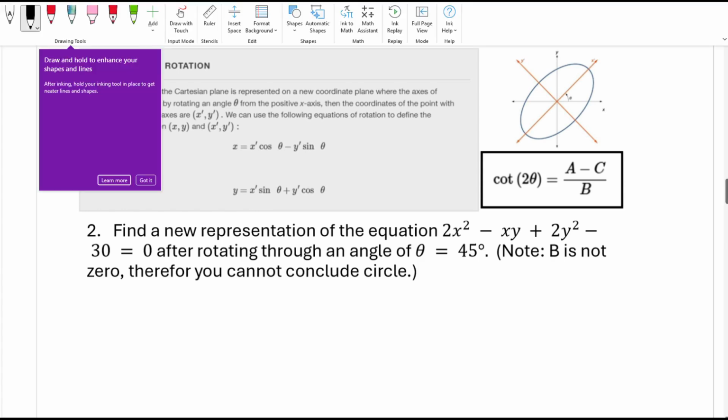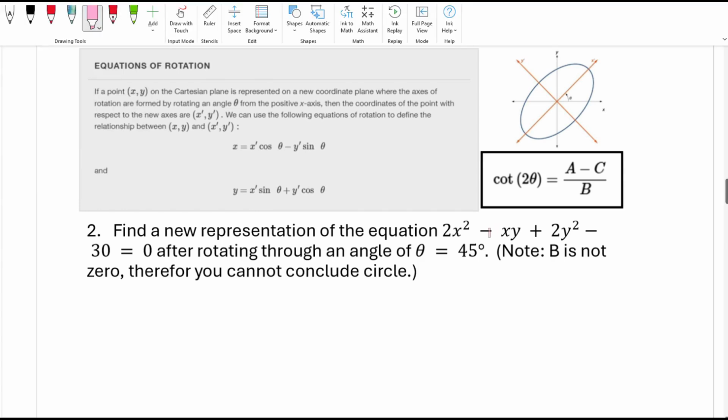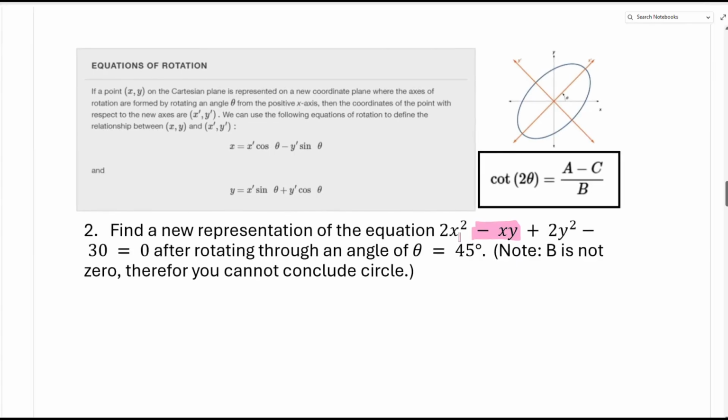All right, so what happens when we have a b that is not 0? If you look in this example, you will notice we have a b. The b is a -1, but there is an xy term. So I cannot look at the x squared and the y squared and say, hey, it's a circle. Nope, can't do it. Can't do it because there's a b. So those rules only applied if the xy term didn't exist.